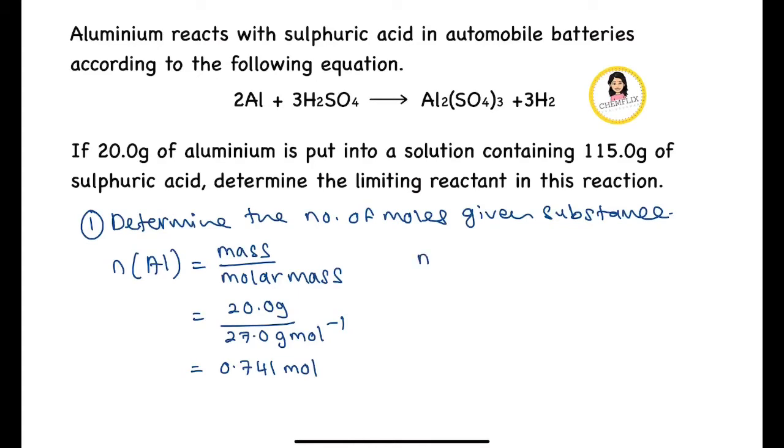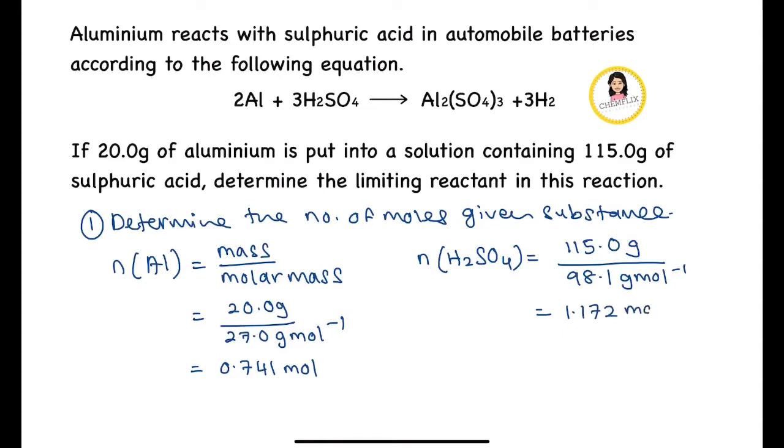Next is to determine the number of moles of sulfuric acid. Again, the same formula is used. Therefore, you will have 115.0 grams divided by 98.1 gram per mole. And the number of moles here would be 1.172 mole. So that is the first step.